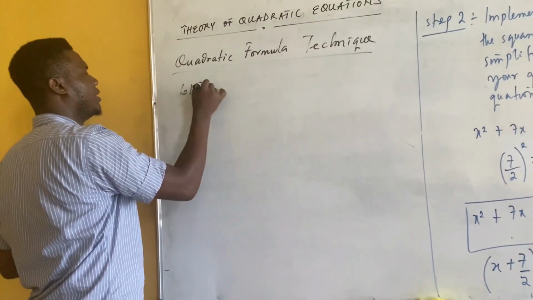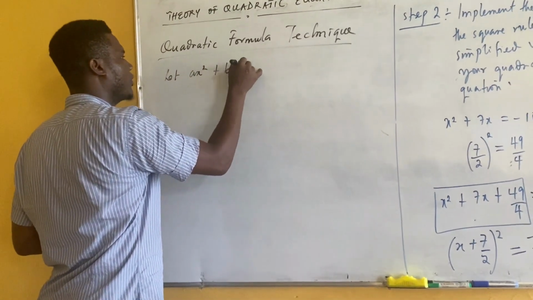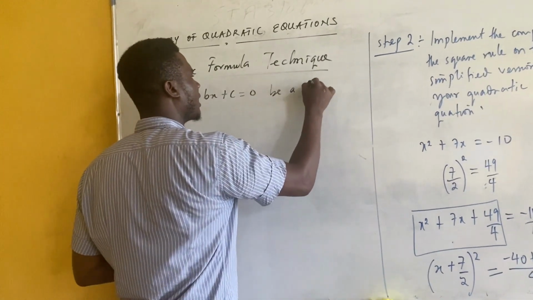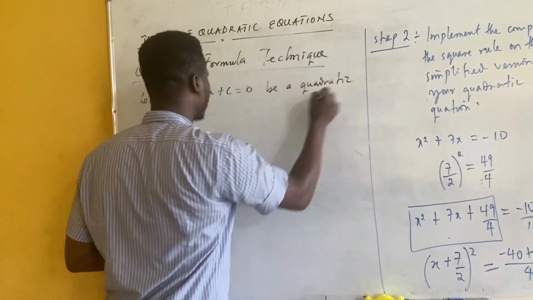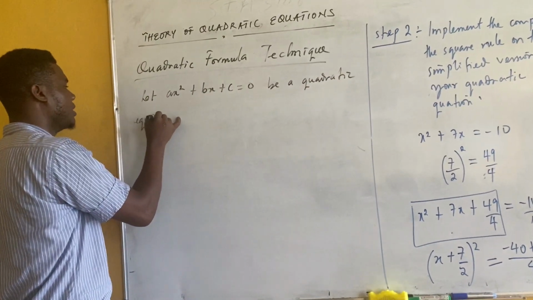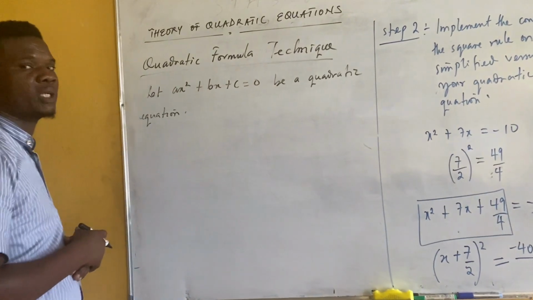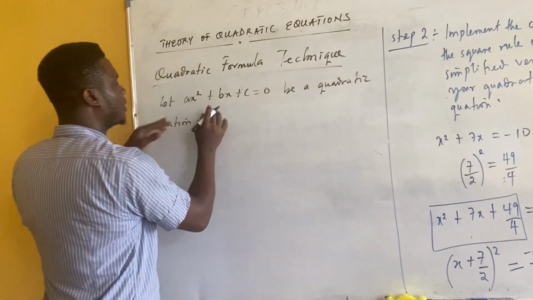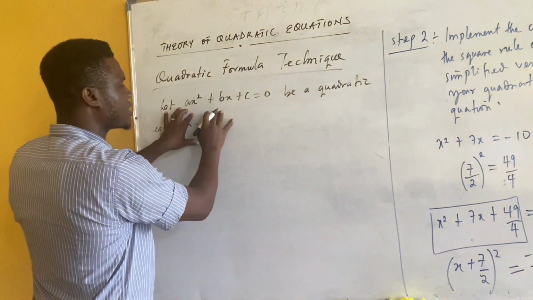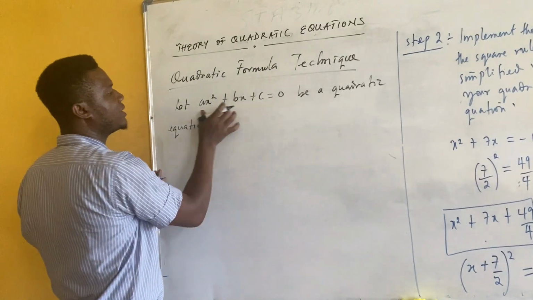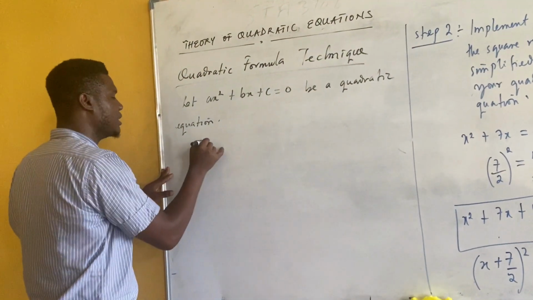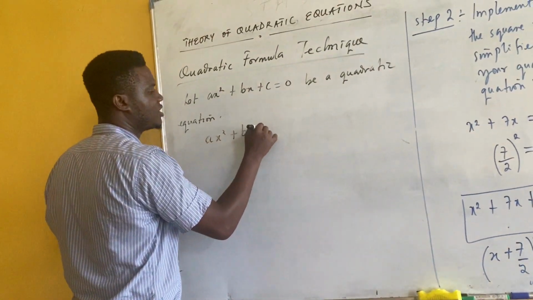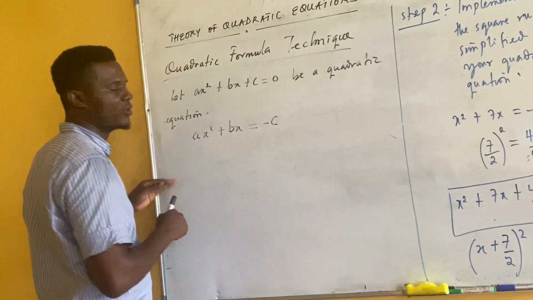Let ax squared plus bx plus c equal to 0 be a quadratic equation. So this is a quadratic equation, certainly by what we've defined a quadratic equation to be. Now, using the completing the square technique, we can start with implementing our step 1. What was our step 1? It was to make this particular quadratic equation incomplete. So I'm going to make it incomplete by taking c to the other side, and it becomes minus c.